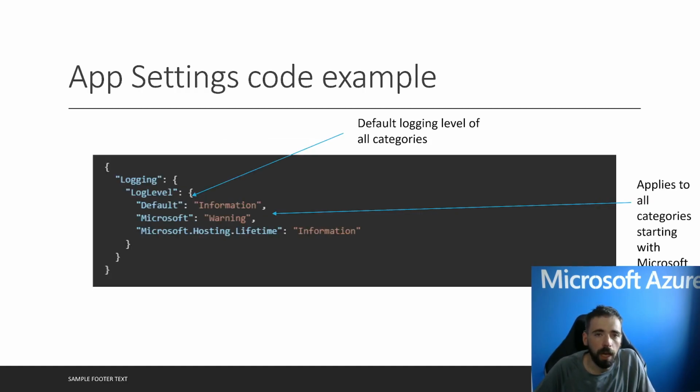We can then see an example of the appsettings, and in this appsettings we're just configuring some of the built-in categories. We've got Default, which is the default logging behavior for all categories. In this case it's set to Information, so we're getting some information logging for all categories in the application. We've then got Microsoft, which is for all categories that begin with the name Microsoft. We've got a level of Warning, and then we've got a more specific category, Microsoft.Hosting.Lifetime, which is set to Information.